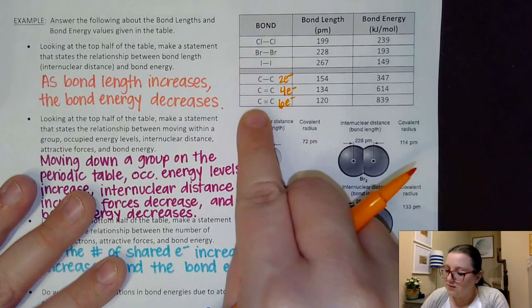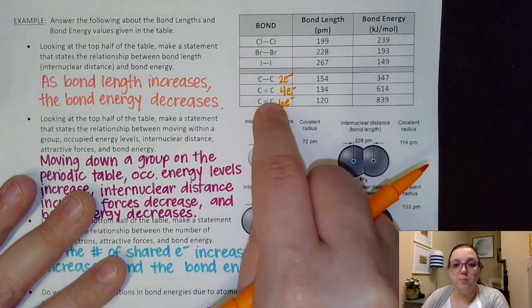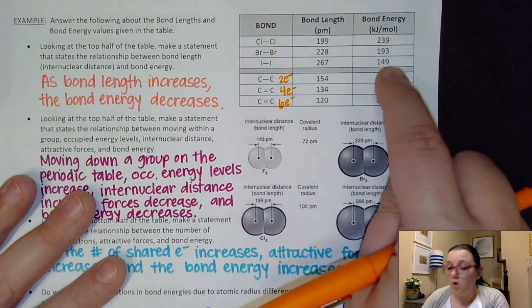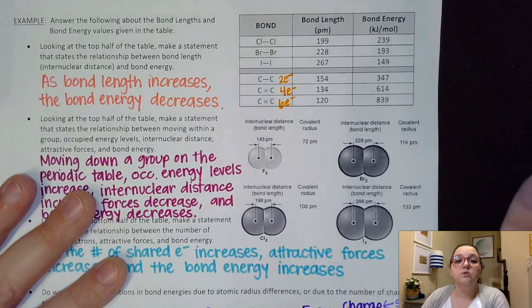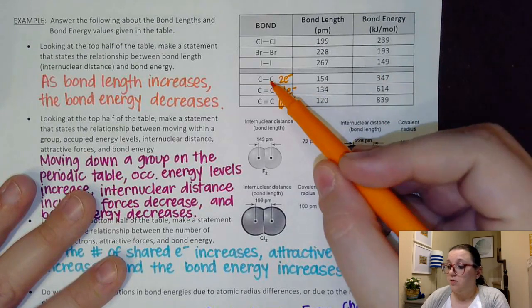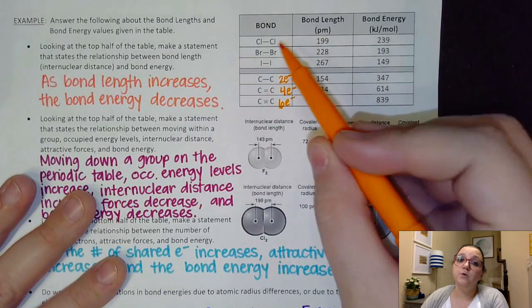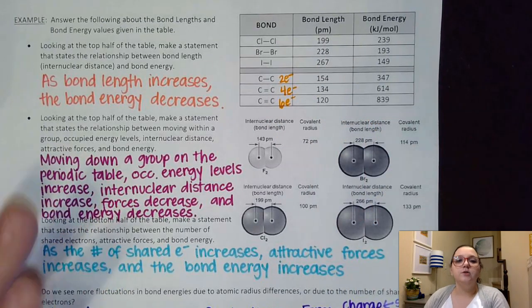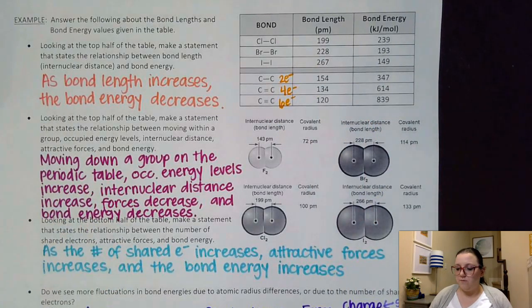But look at the differences here between the single and the triple bonded carbon. We notice a difference of almost 500 kilojoules per mole. So a lot more difference in bond energy when we're dealing with those shared electrons than when we're dealing with just adding energy levels. So think back to lattice energy for a minute for ionics.